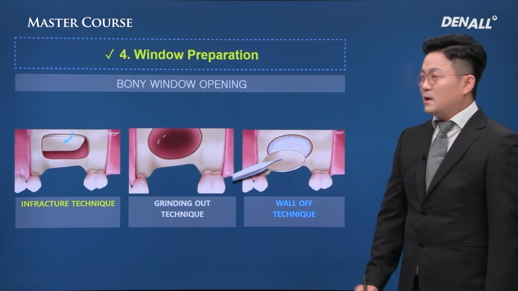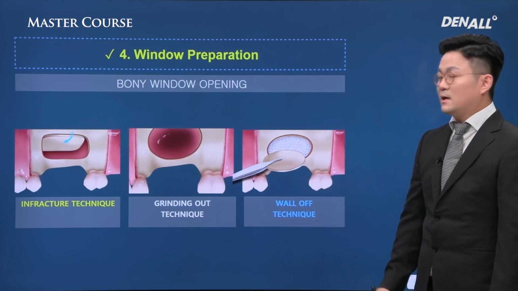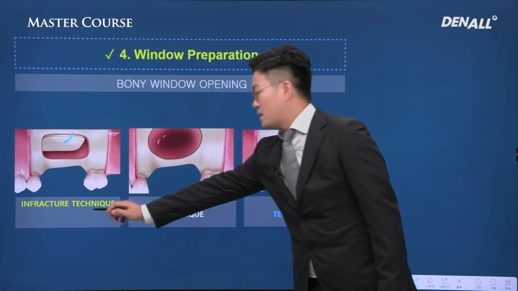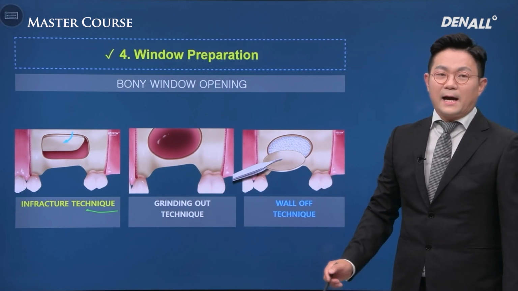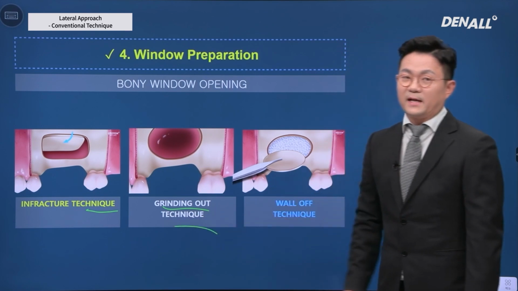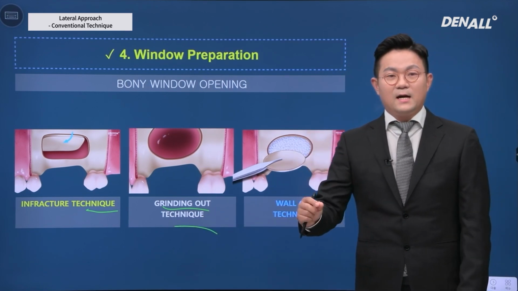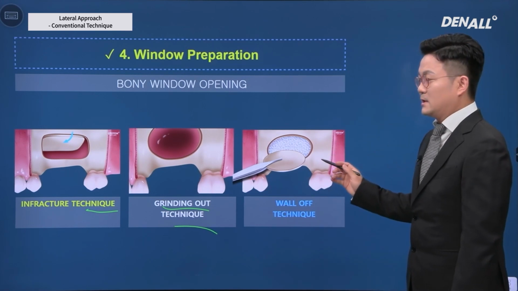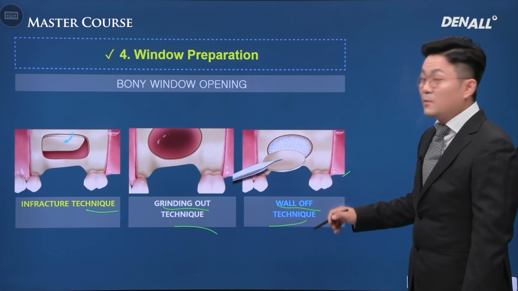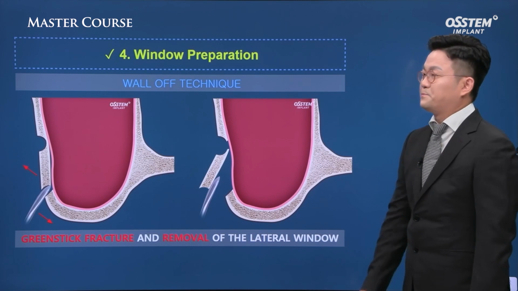So again, window preparation can be done in 3 ways. You could do the infracture technique, where folding is involved, or you could do the grinding out technique, where everything is ground out. And lastly, you create a good wall and take the wall off, and after surgery you reposition the wall, and that's called the wall off technique. In most cases, they opt for the wall off technique.